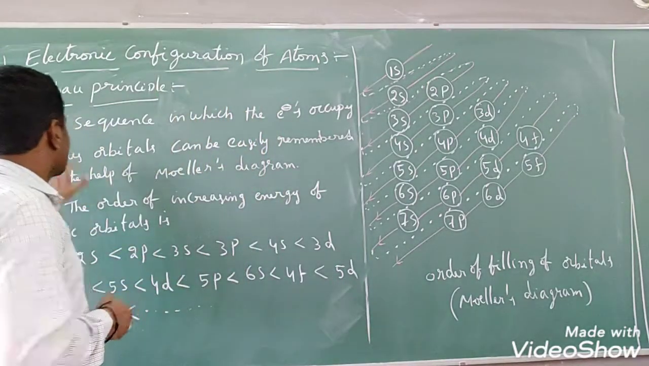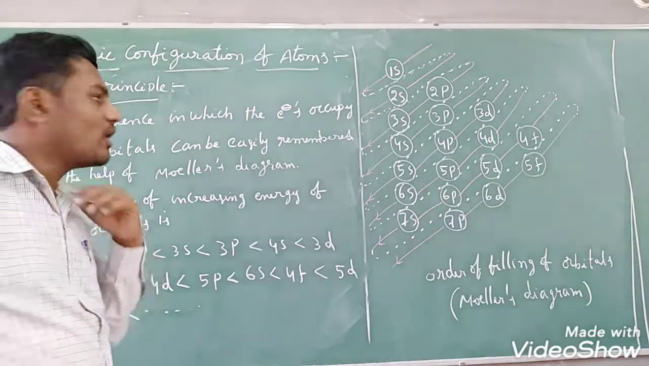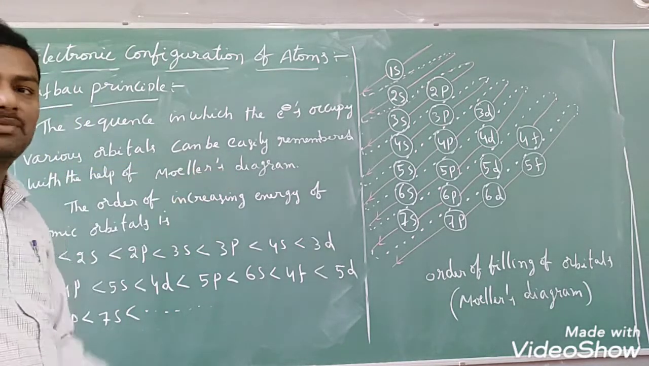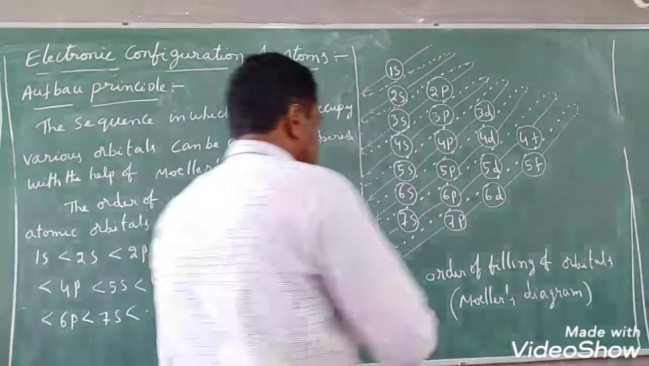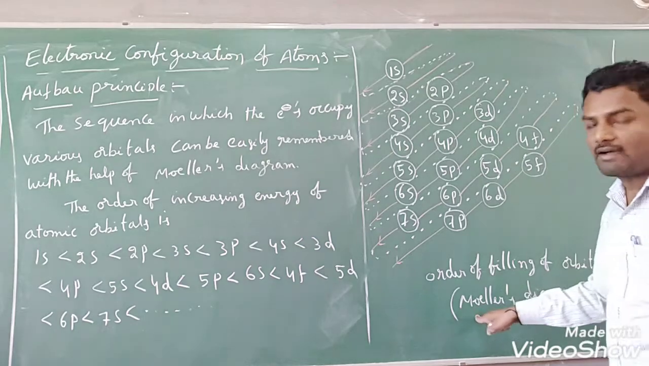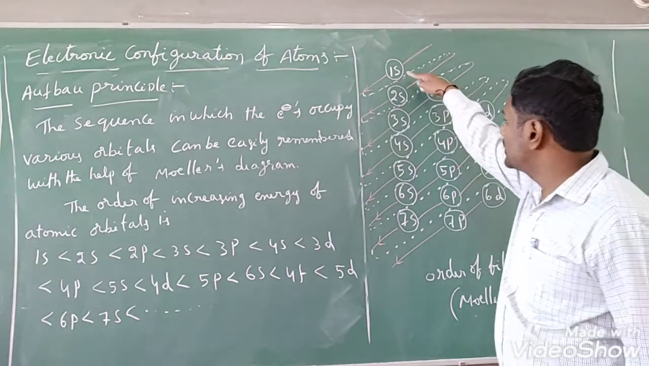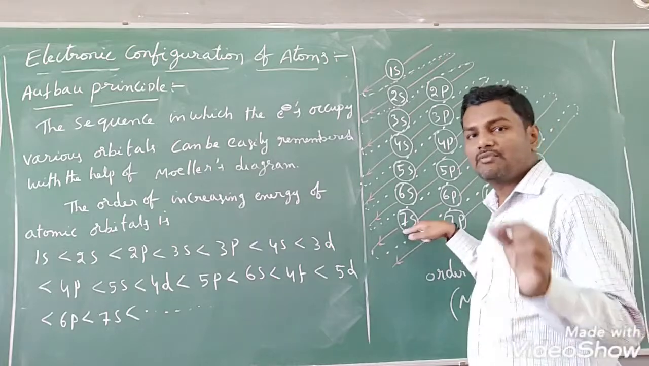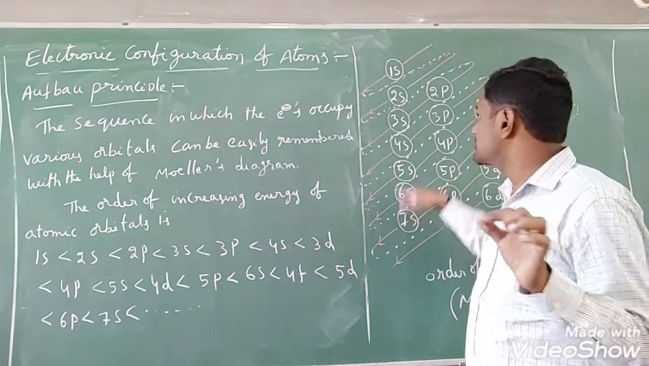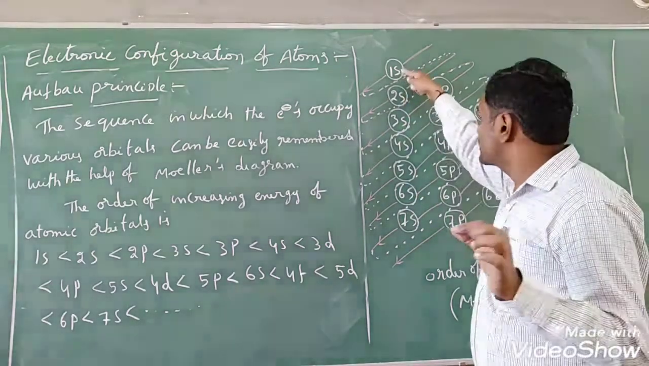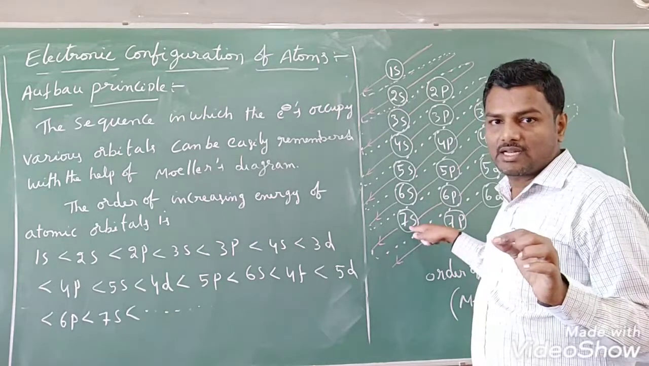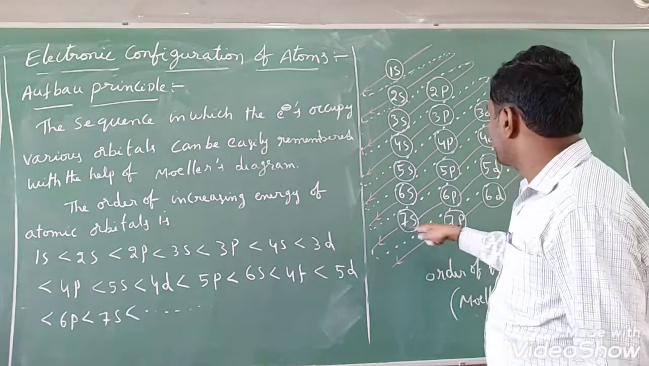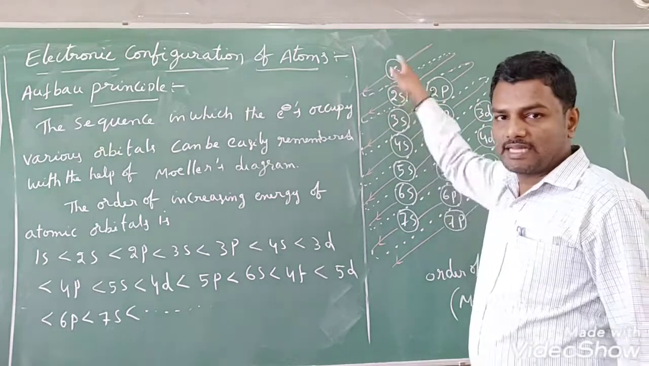Let us see, students, the sequence in which the electrons occupy various orbitals can be easily remembered by using this Moeller diagram. So how I have drawn the Moeller diagram, you see that. First I have taken 1s to 7s orbitals because in the periodic table we have 7 periods, right? The s subshell starts from the first orbit, so that's why 1s to 7s I have taken. So 7 periods I have taken indirectly.